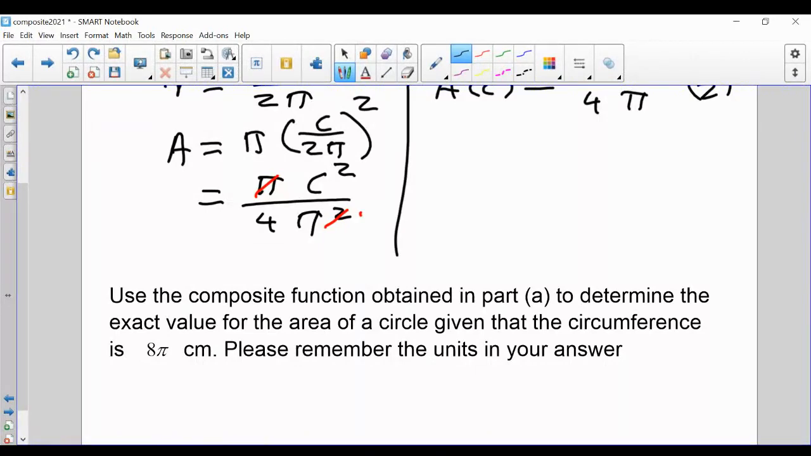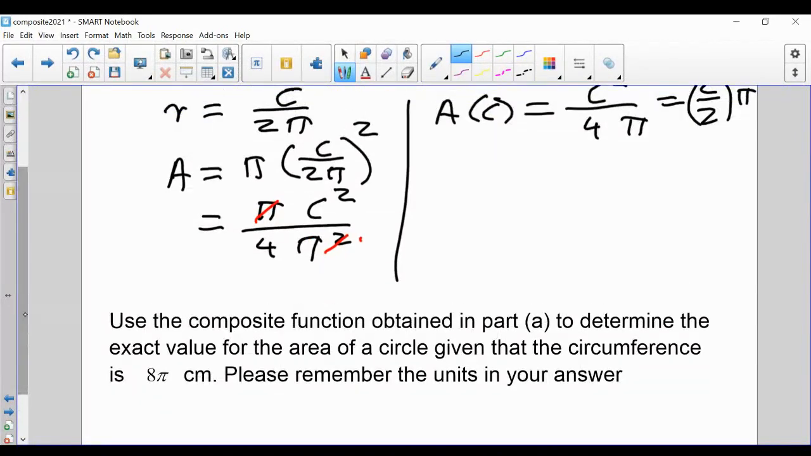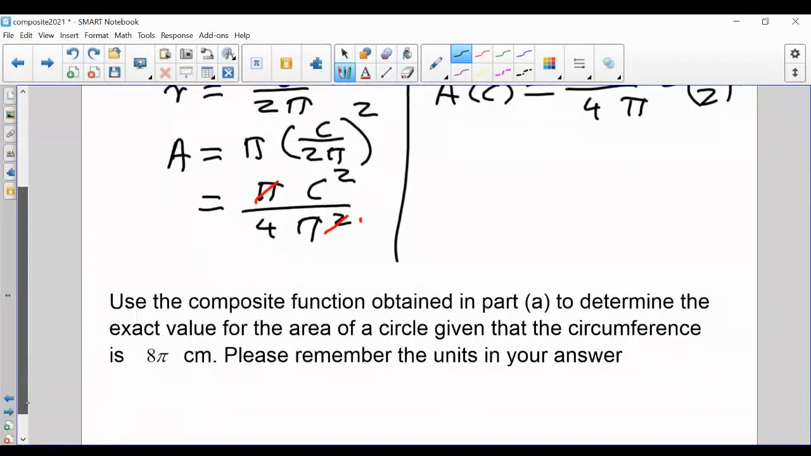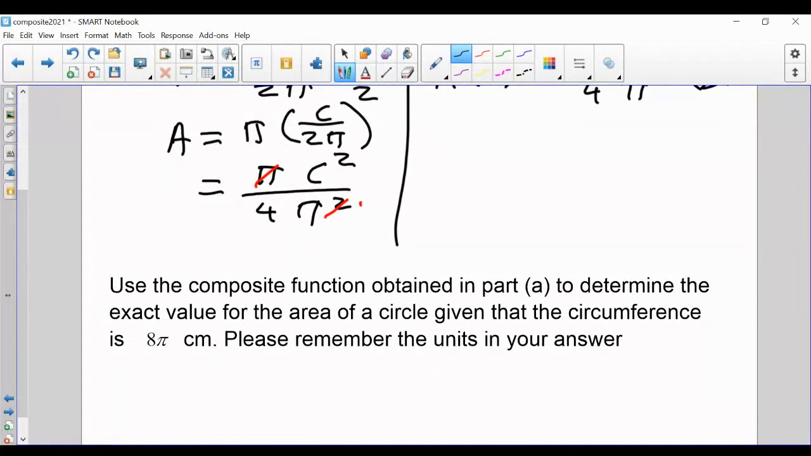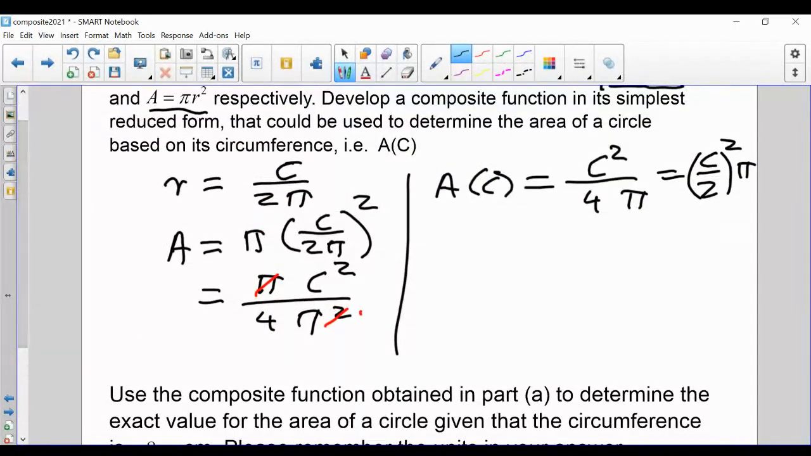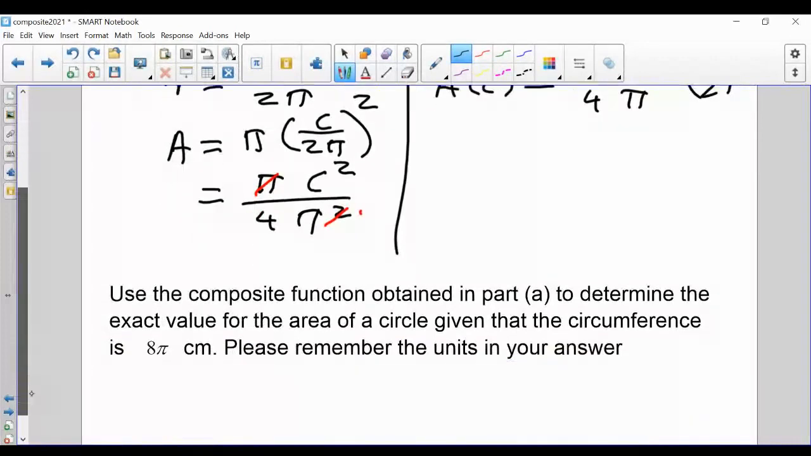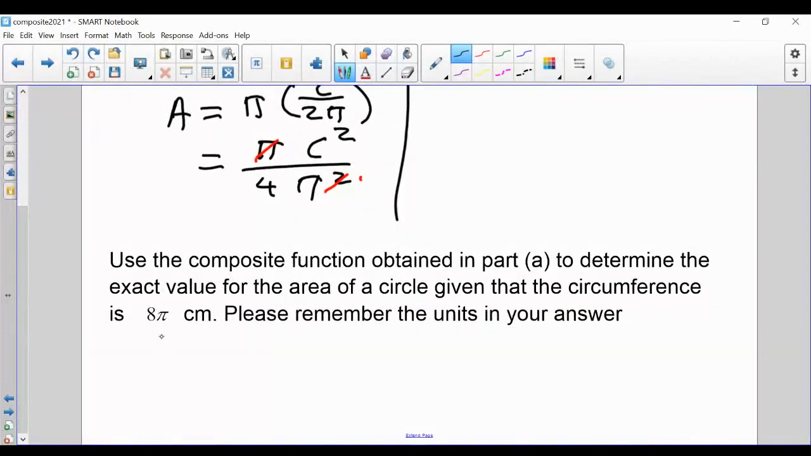Okay, so now one way to do this is to figure out what the R is, then use that R to put it in the second equation, or just use the composite function. The composite function brings those two things together and says, take the C, divide it by 2, square it, and multiply it by pi. So we're going to do that right now. Here's my C, which is 8 pi. I'm going to say 8 pi over 2, squared, multiplied by pi.